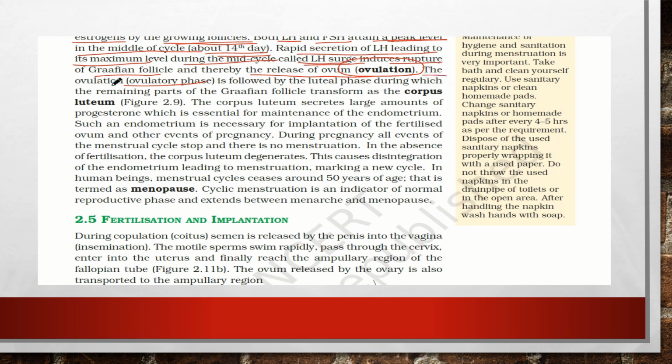The ovulatory phase is followed by the luteal phase, during which the remaining parts of the Graafian follicle transform into the corpus luteum. The corpus luteum secretes a large amount of progesterone, which is essential for the maintenance of the endometrium. The endometrium was formed during the proliferative phase, and the endometrium should not rupture again. For that, the progesterone hormone should be there in large amounts. Such an endometrium is necessary for the implantation of the fertilized ovum and other events of pregnancy.